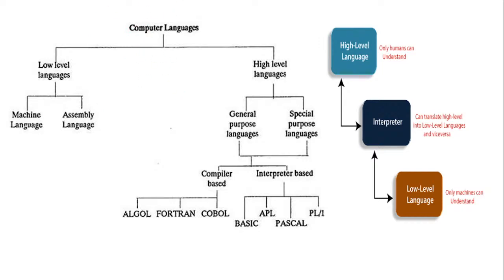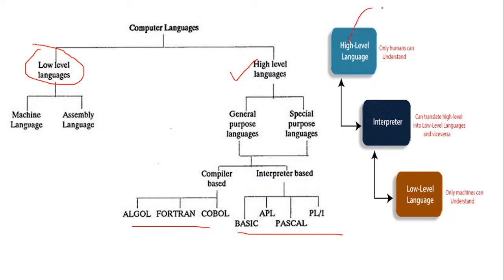When we talk about computer languages, there are low level languages and high level languages. Low level languages are divided into machine language and assembly language. High level language talks about general purpose language, which is compiler based and interpreter based languages, and special purpose languages. You have seen questions on high level language, interpreters and compilers. There are more basic questions, but let's understand what exactly a high level language is.